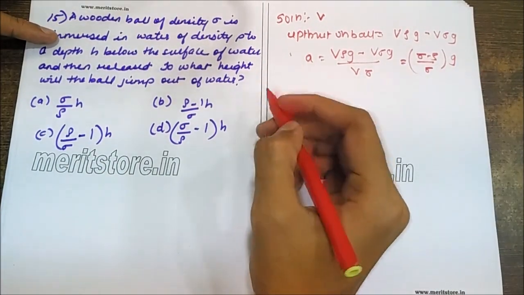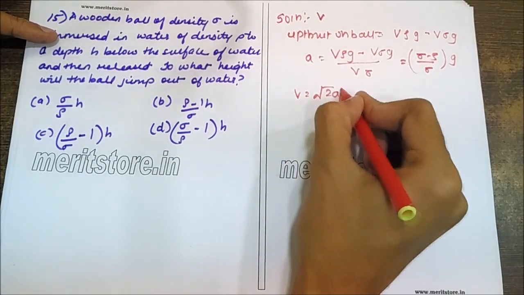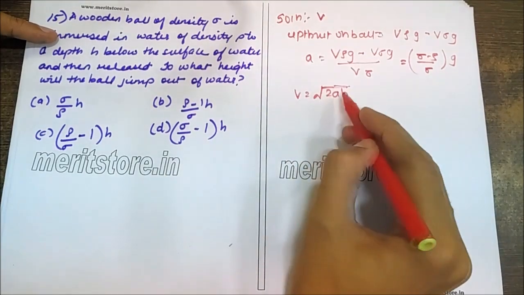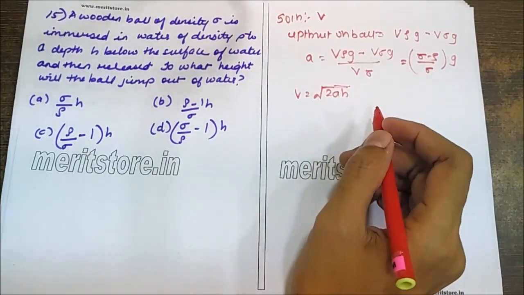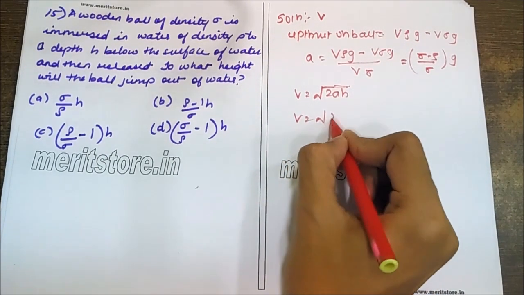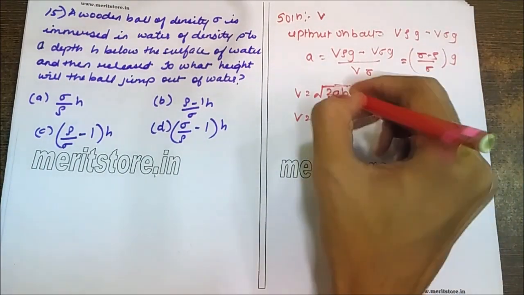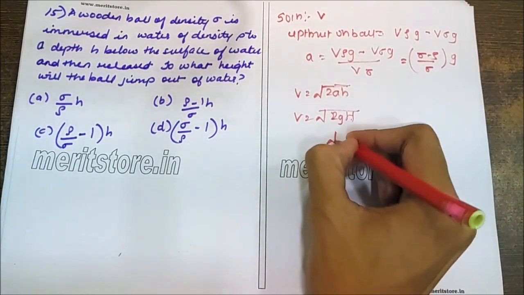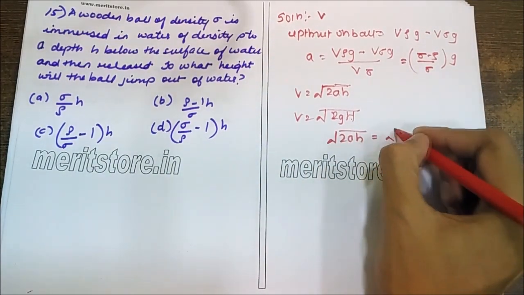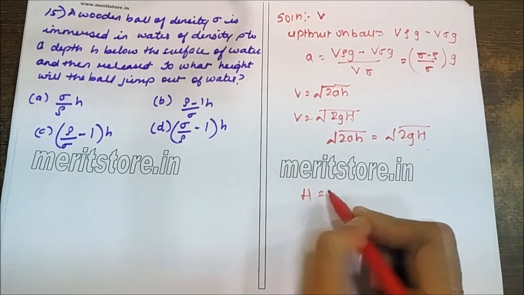So the velocity of the ball on reaching the surface is given by v equals under root 2ah, as the ball will be coming upwards. If the ball rises through a height H outside the liquid, then the velocity will be equal to under root 2gH. So we have the two equations, under root 2ah equals under root 2gH, and we need to find the capital H, the height up to which the ball will rise.